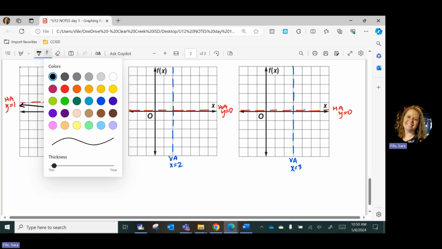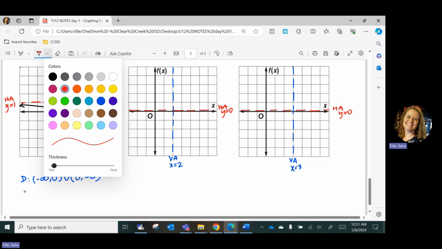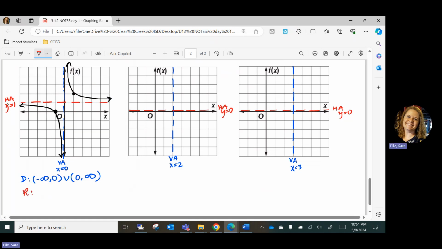So your domain for this first one, remember the domain is determined by the vertical asymptote. So it is from -infinity to 0, union 0 to infinity. And the range is based on the horizontal asymptote. So it's -infinity up to 1, union 1 up to infinity.